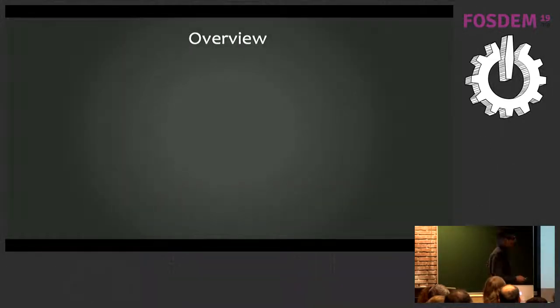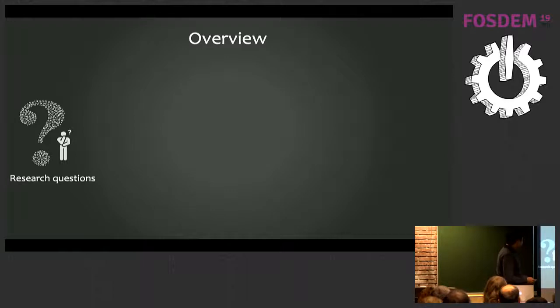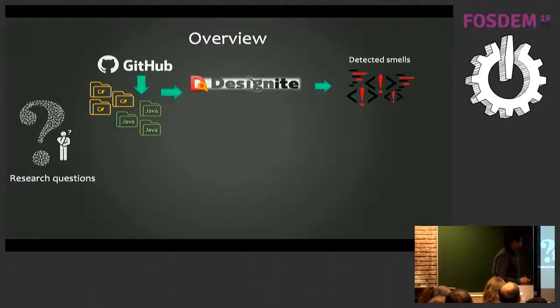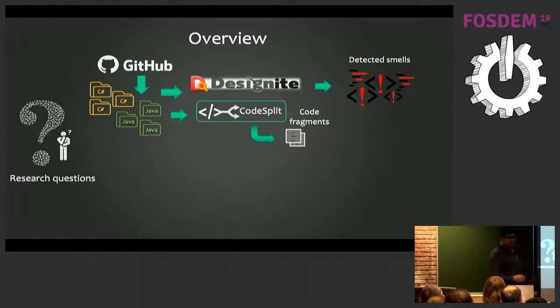So to do this, we have a set of research questions that I already talked about. We downloaded source code. Obviously, our first step is to download source code, and GitHub is the go-to method. So we downloaded C# and Java repositories. We use DesigniteJava to detect smells in both kinds of repositories. We use CodeSplit, again our own tools that we have made available. I'll share all the details where you can find all these tools.